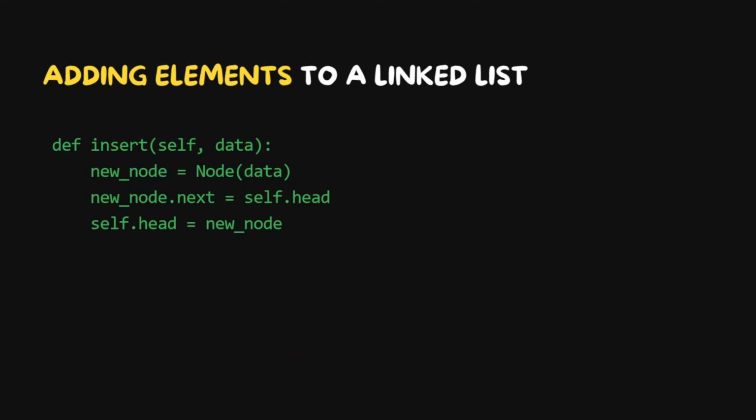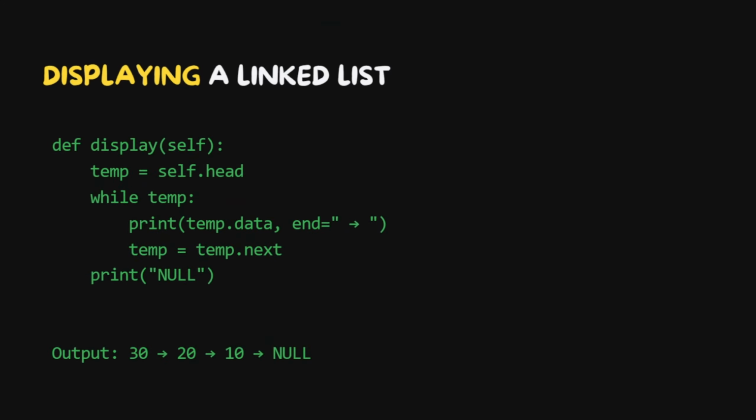Now, let's write a function to insert a new node at the beginning of the list. The first step is to create a node. Second step is to point the node to the existing head. And the third step is to update head to the new node. New elements are always added at the front. To view the elements in our linked list, we need a display function. This function goes node by node, printing their values until it reaches null.